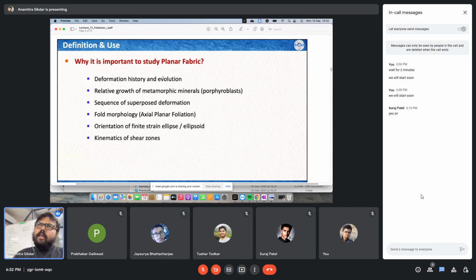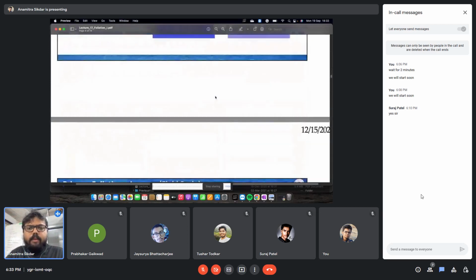So we try to observe those different kinds of fabrics, for example planar fabric or linear fabric, and we try to establish a geometric relationship between them. So maybe the force is acting from a particular direction for a particular time, or maybe there is some hierarchy of forces. Each force set is basically correlated with one deformation event. By this approach, we try to figure out what happened with the rocks. All right. So this is why we study both the linear and planar fabrics.